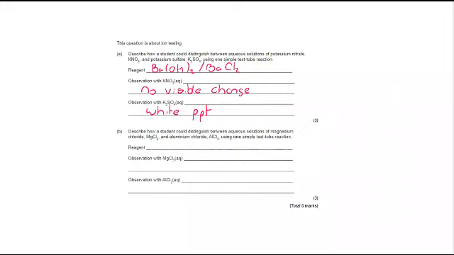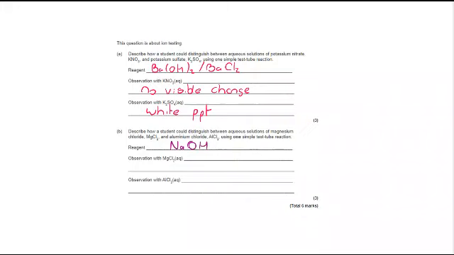Now let's consider a slightly trickier question actually, and one that you'll need to have done some of the work from the aqueous chemistry topic, which you're likely to review later in Year 13. But describe how a student could distinguish between aqueous solutions of magnesium chloride and aluminium chloride using one simple test tube reaction. So the reagent that we're adding here is NaOH.